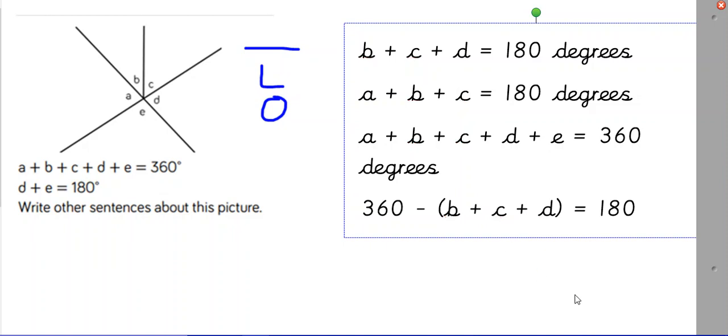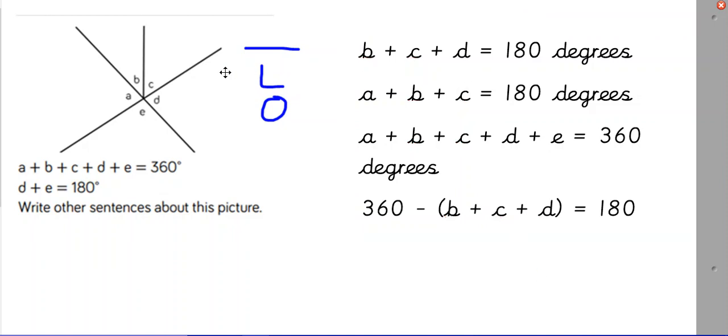is 180. As long as what you've written would equal a straight line, a right angle, or a full turn, you've got that one correct. Well done.